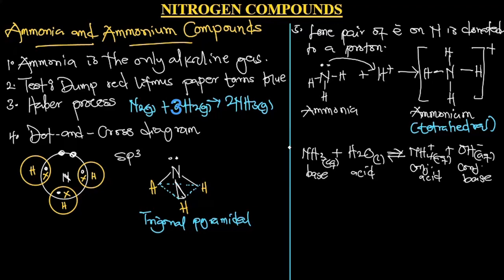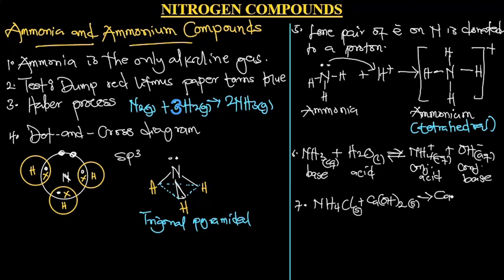Now, the final thing I want you to take note of is that when you heat an ammonium salt with a base, it produces ammonia gas. Now let's look at an example of that. If I have an ammonium salt NH4Cl, so this is ammonium chloride. Now, if I heat this with calcium hydroxide, this is solid, this is solid as well. If I heat these two, I'm going to form products.